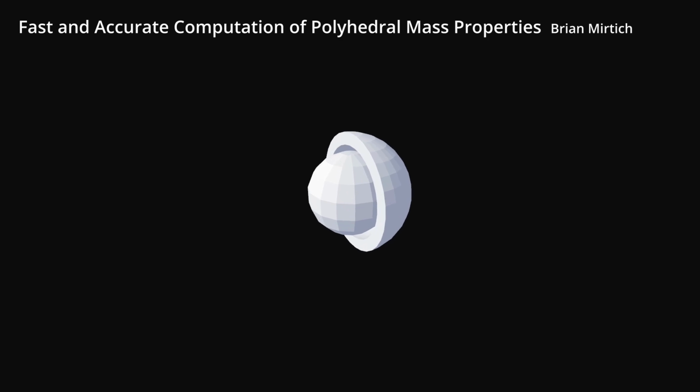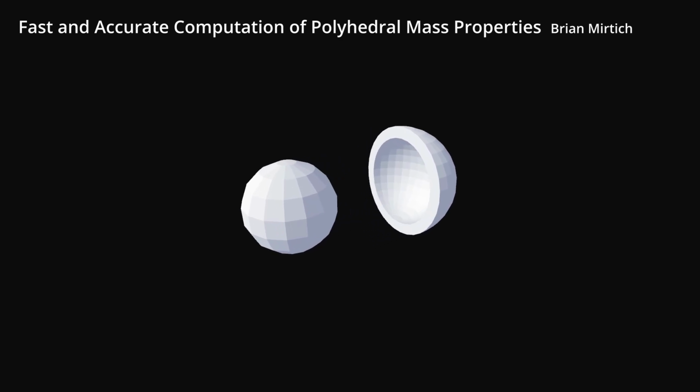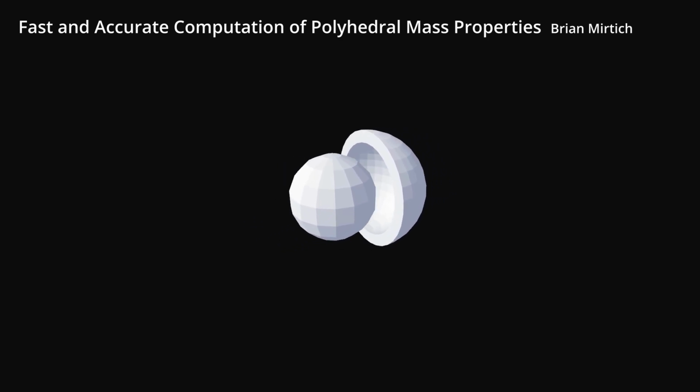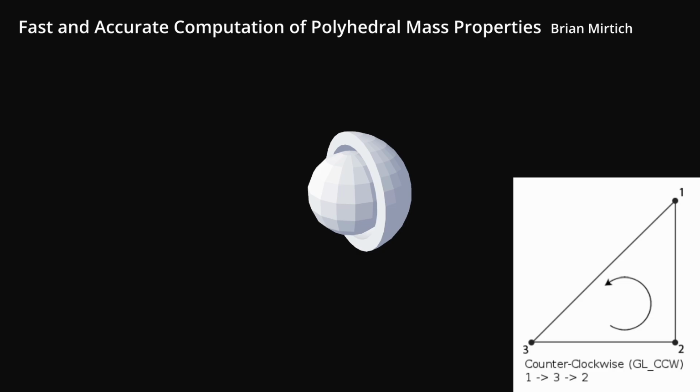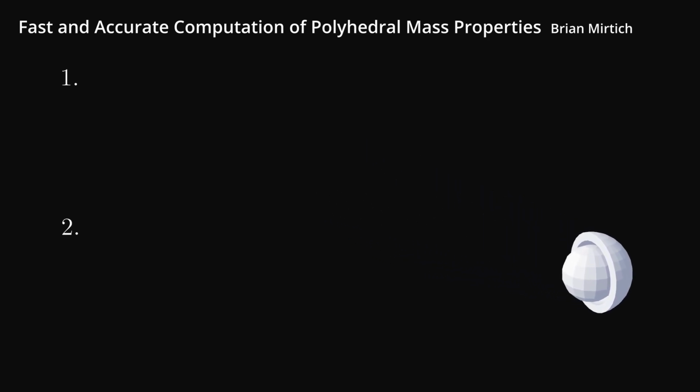The input of the paper's algorithm is an object composed of potentially multiple polyhedra that each have uniform density. Also, none of the polyhedra are allowed to intersect, so they must be disjoint. And their faces must be described in counterclockwise order when looking at them from the outside. The algorithm is split up into two parts.